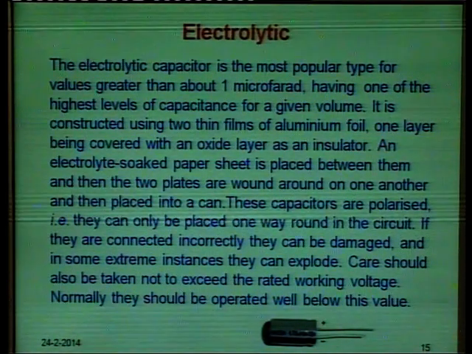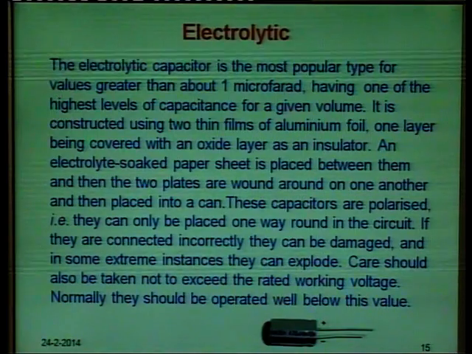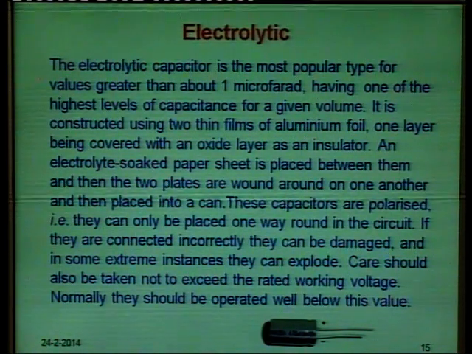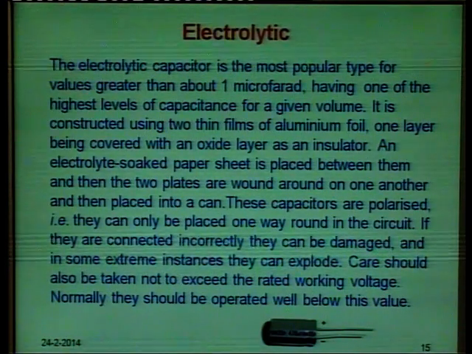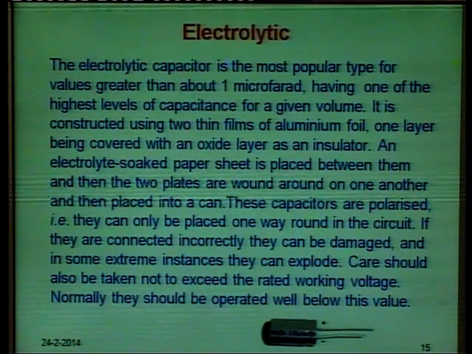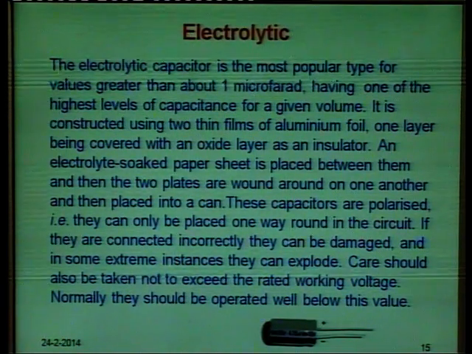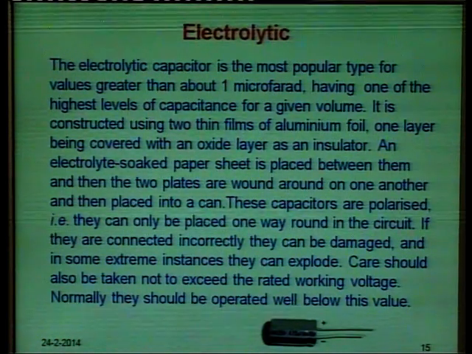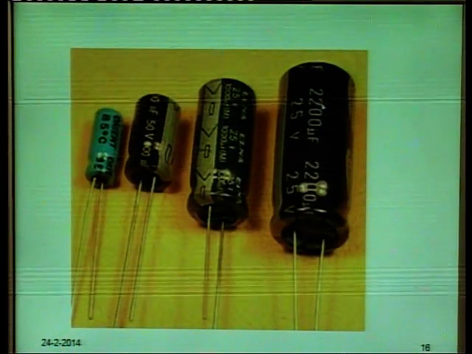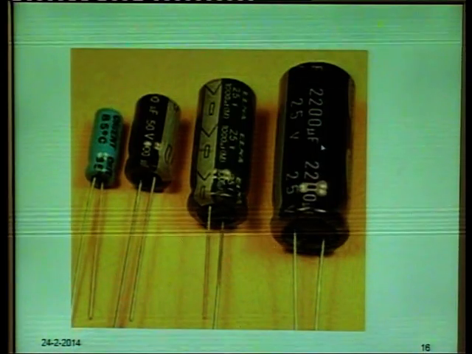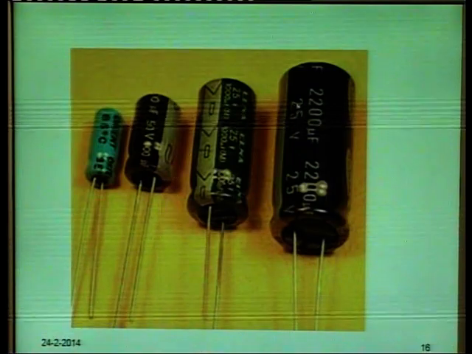These capacitors are polarized, that is, they can only be placed one way round in the circuit. If they are connected incorrectly, they can be damaged. Sometimes it has also happened that these capacitors have exploded. So, care should also be taken not to exceed the rated working voltage. Working voltage is always given on the capacitor. So, one should take it for granted that you should operate these capacitors at a value well below the value mentioned on the capacitor. Here, if you see this capacitor, it is 2200 microfarad, 25 volt, meaning one should not exceed the potential difference of 25 volt.